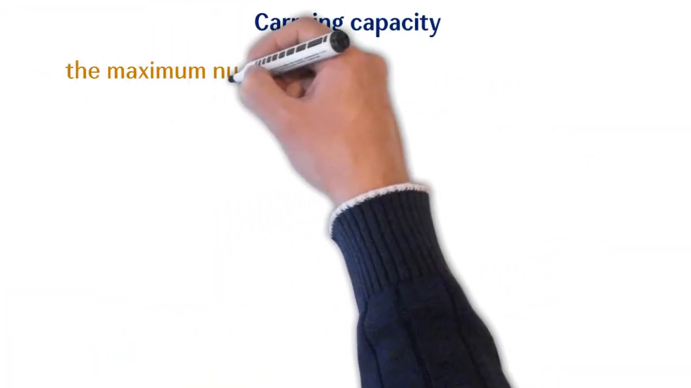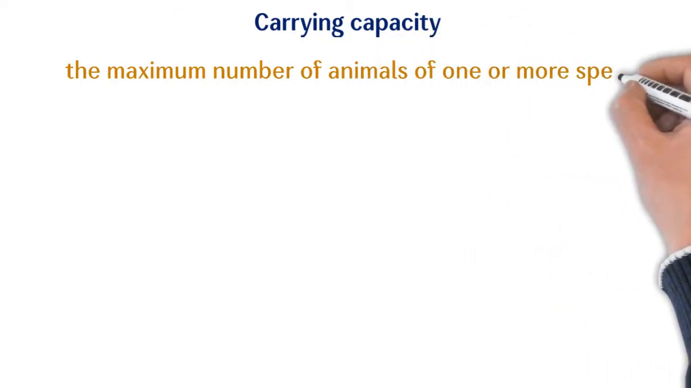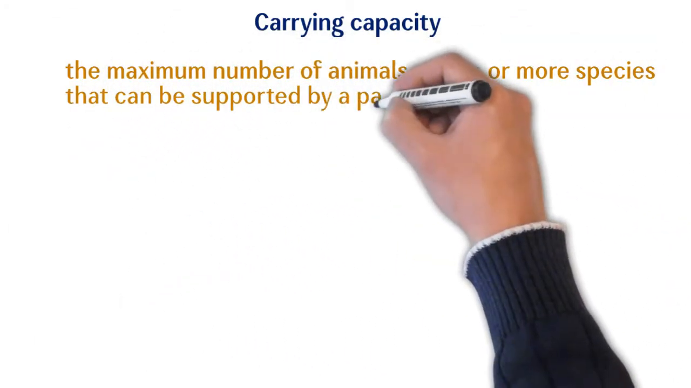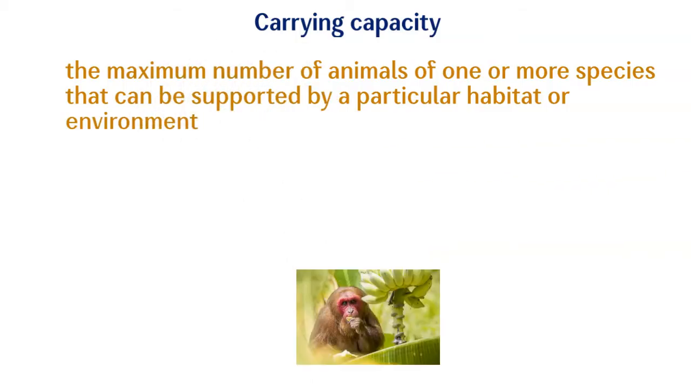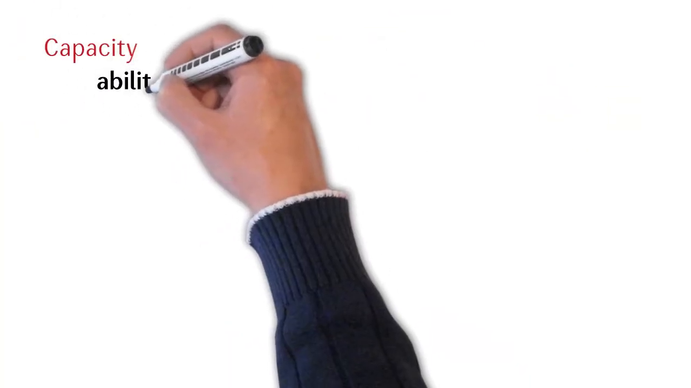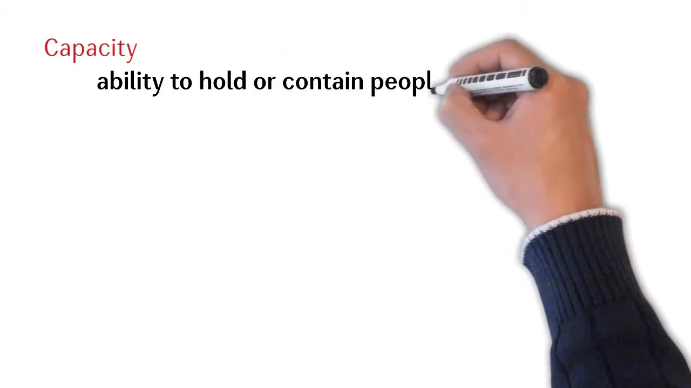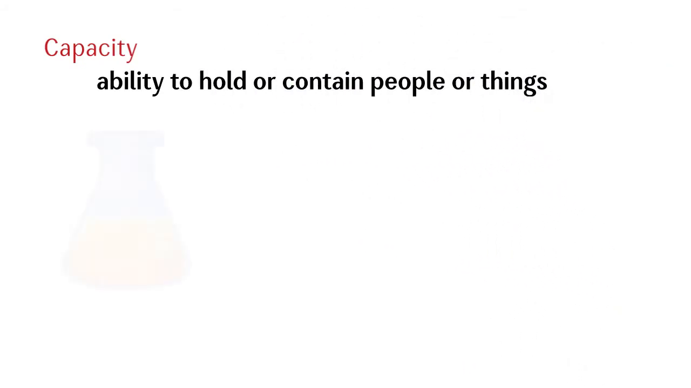Carrying capacity is the maximum number of animals of one or more species that can be supported by a particular habitat or environment. Let's first visualize capacity. It is the ability to hold or contain people or things.